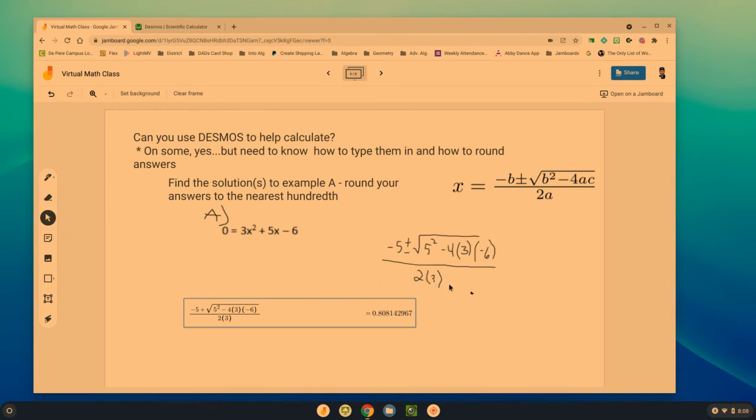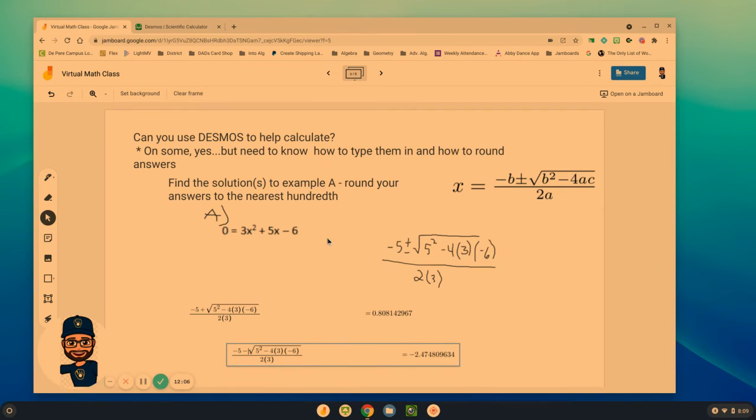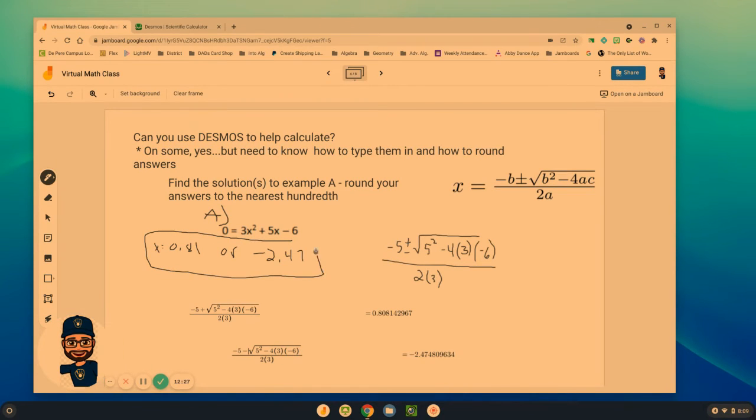Copy that, and let's go put it over here and make sure that we round our answers to the nearest hundredth, 2 decimal places. So we could say x equals 0.81, or, so that was this one, 0.81, or negative 2.47. So the key is making sure that you plug them in correctly into Desmos.